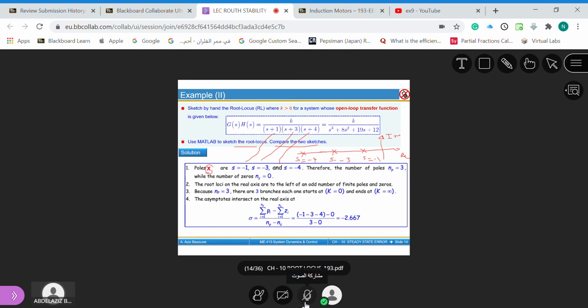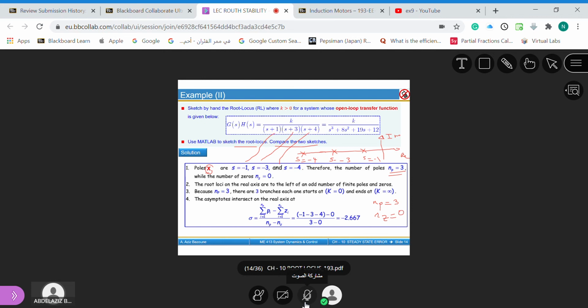We put them here, for real axis, imaginary axis. So therefore the number of poles NP is equal to 3. How many poles do we have? 3. So NP will be equal to 3. How many zeros do we have? NZ will be equal to 0. We do not have zeros. So NP is 3 and NZ is equal to 0. So the root loci on the real axis are to the left of an odd number of finite poles and zeros.